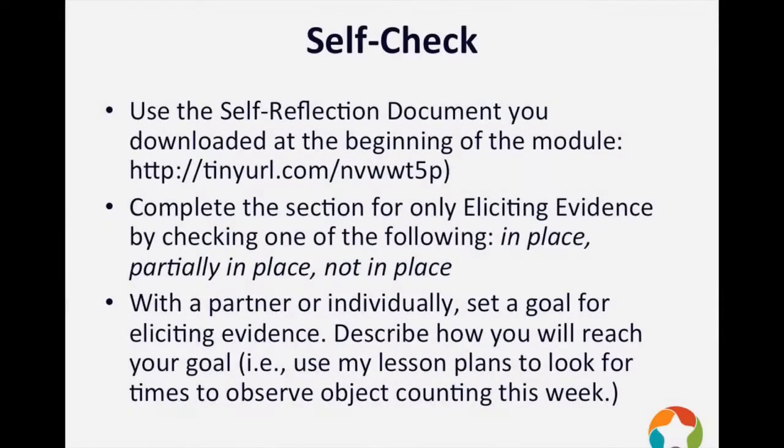So let's do a self-check. Using the self-reflection document that you downloaded, complete the section for eliciting evidence by checking one of the following: I have this in place, partially in place, or not in place yet. And then with a partner or individually, set a goal for eliciting evidence. Describe how you will reach your goal. For example, I'll use my lesson plans to look for times to observe object counting this week.